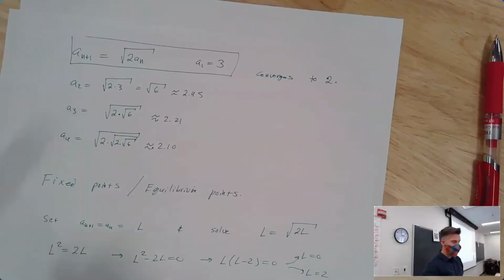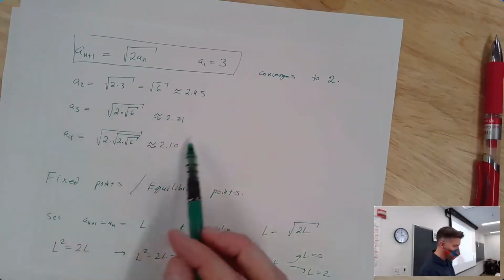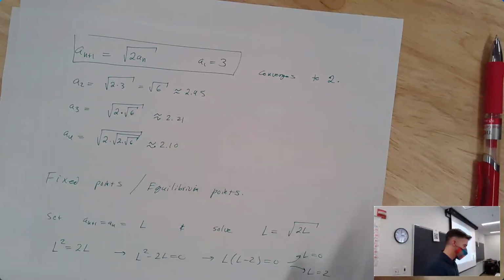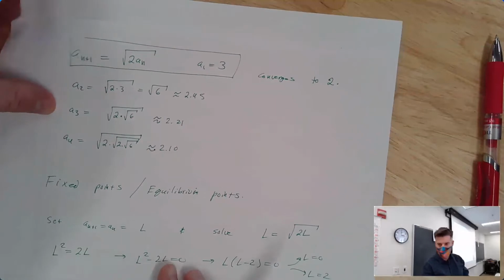And the big picture is that it's not just enough to say, oh well, they look like they're getting closer to 2, and 2 is an equilibrium, so it's probably converging. There's a little bit more work to do there. Let's see. Oh, yeah, one more example. It's a good example.